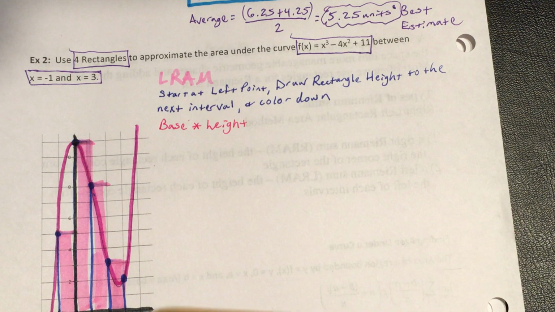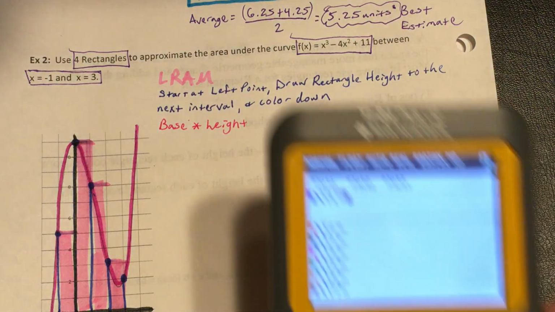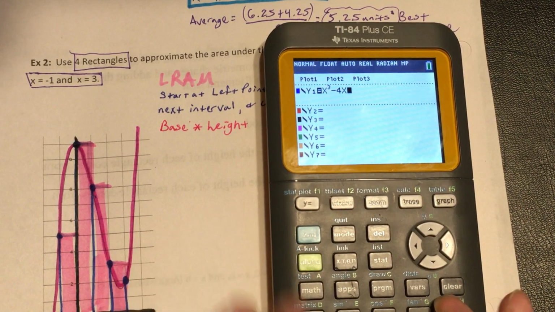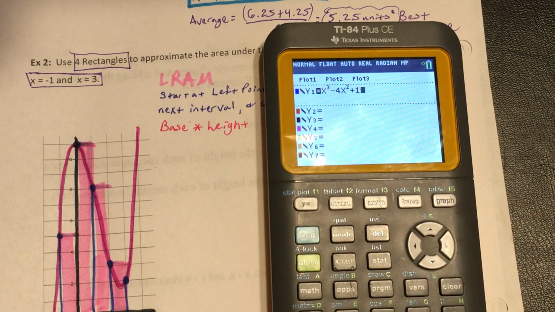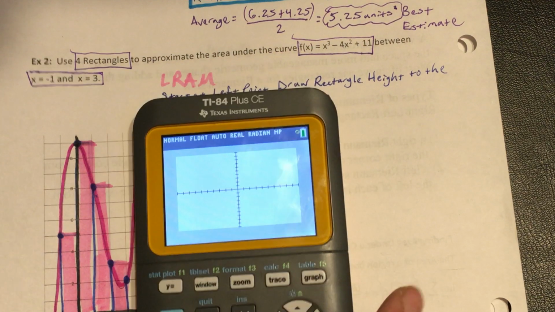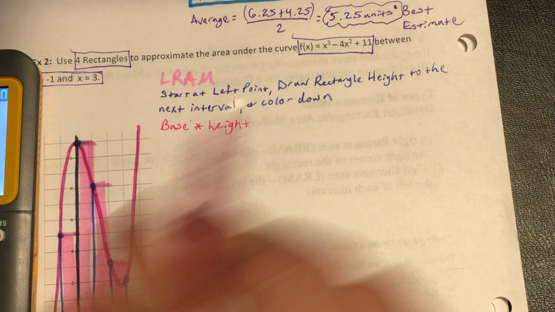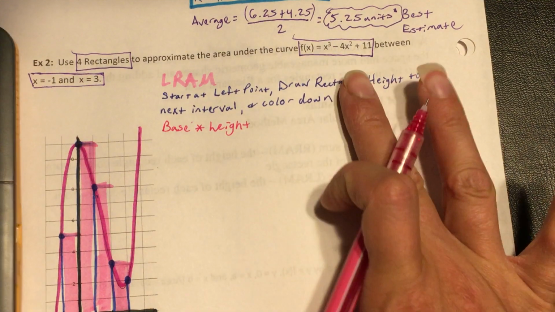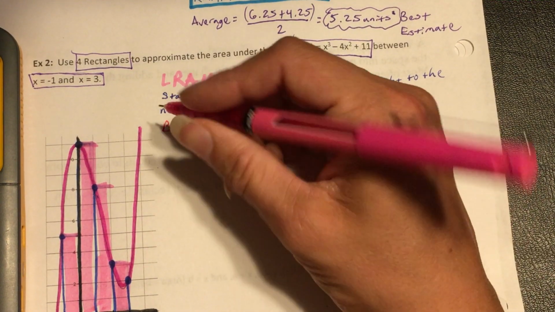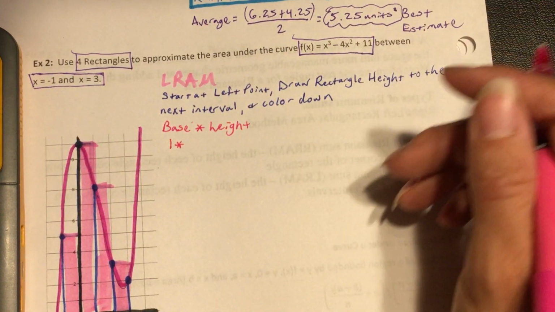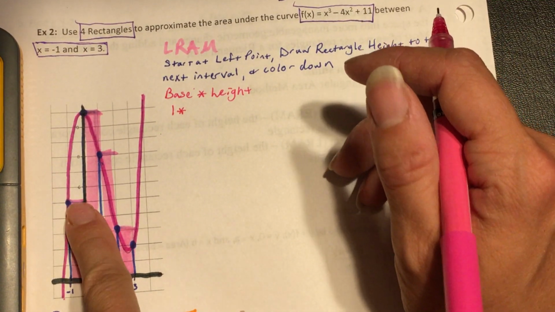So let's go ahead and type this into our y equals. So x cubed minus 4x squared plus 11. There's our curve. And let's go ahead and first draw or write out in general what each of those bases and what each of those heights will be. So our base for every single one of these is going to be 1. So we are going to multiply that by the height of the first rectangle.